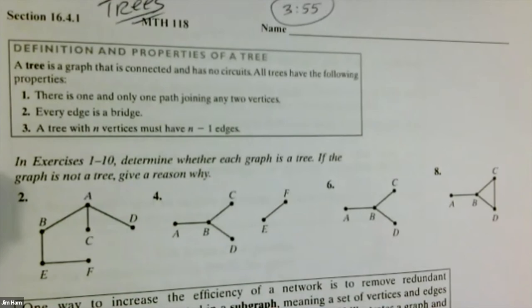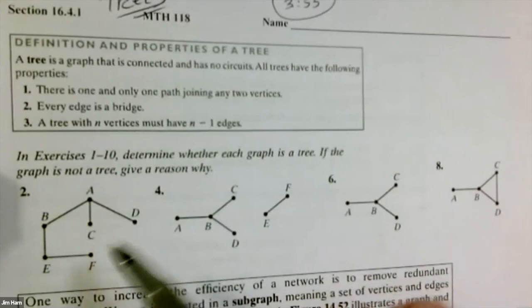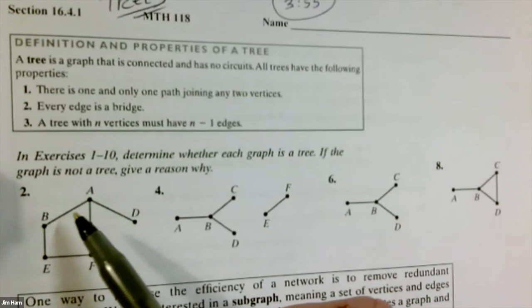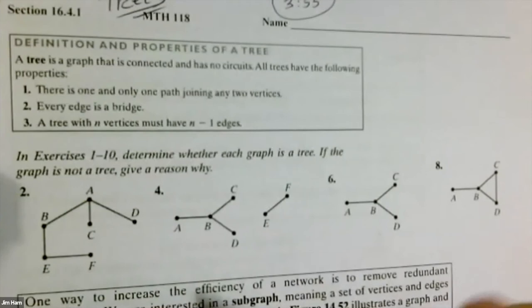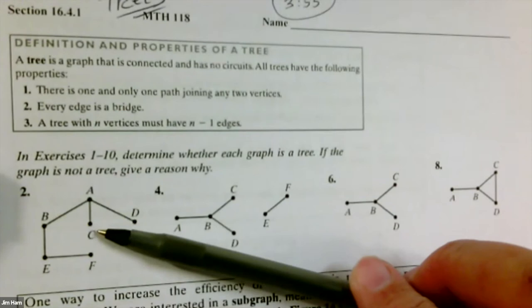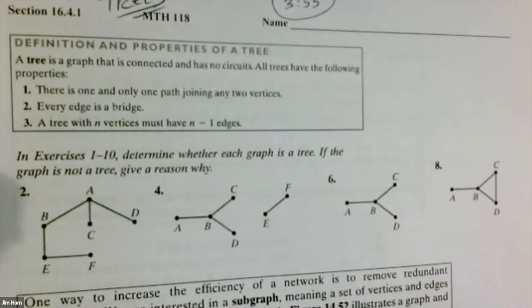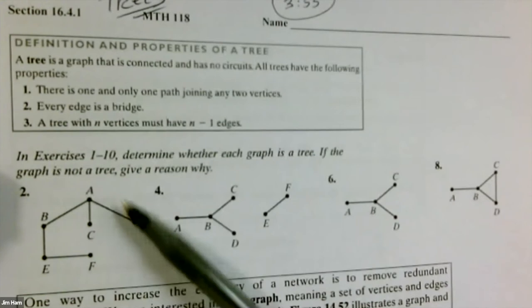So number two here, if we remove the edge AB, then we've got two components that are disconnected. If we remove the edge AC, then we also have a disconnected graph because C would be on an island by itself and it wouldn't be connected in any way to the rest of the graph. So if you see a graph where any edge you remove is a bridge, which creates a disconnected graph, then you're going to have a tree.